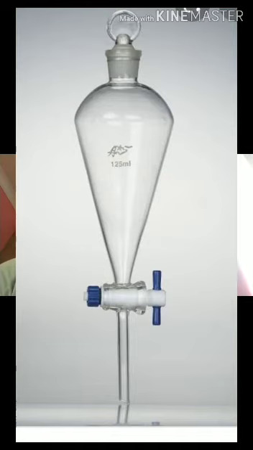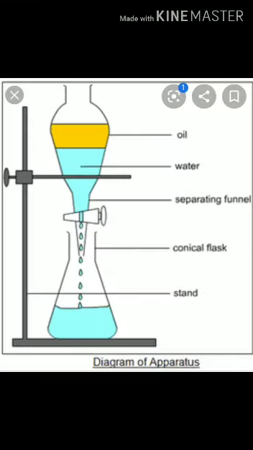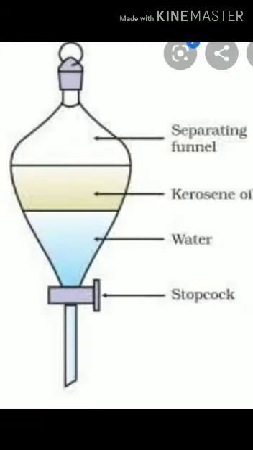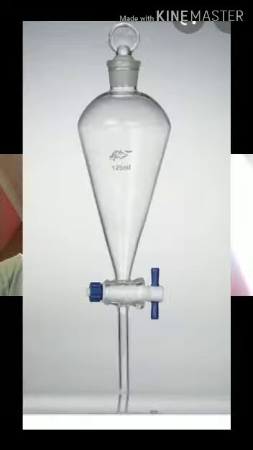When the bottom layer flows out completely, the stopcock is closed, with the lighter liquid remaining in the separating funnel. Thus the two liquids are separated easily. A mixture of oil and water can be separated in this way. So these are the processes by which a liquid mixture can be separated easily.